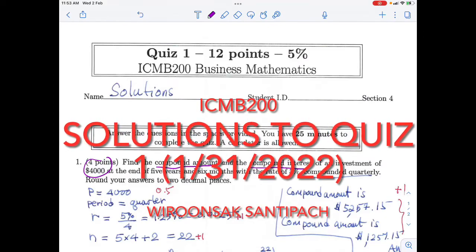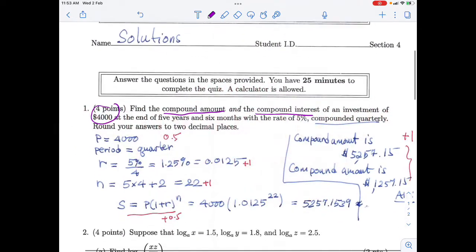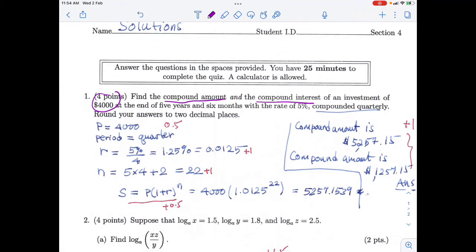So here's the solutions to quiz number 1. There are 3 problems. Let's look at problem 1. It says find compound amount and compound interest of an investment of 4,000 US dollars. So that's the P, or the principal, at the end of 5 years and 6 months. So the period is 5 years and a half with the rate of 5%, right?